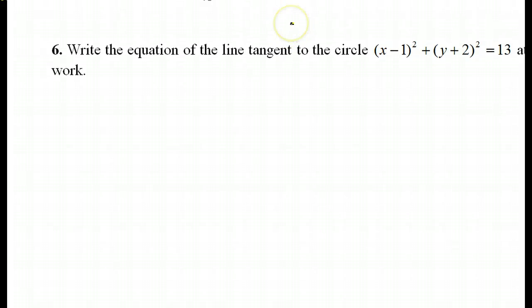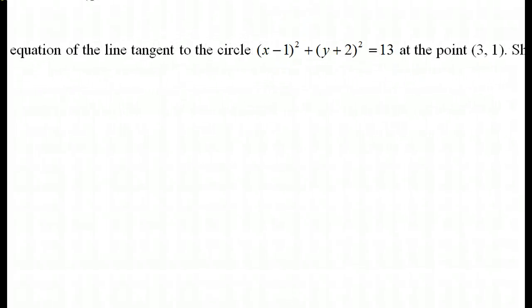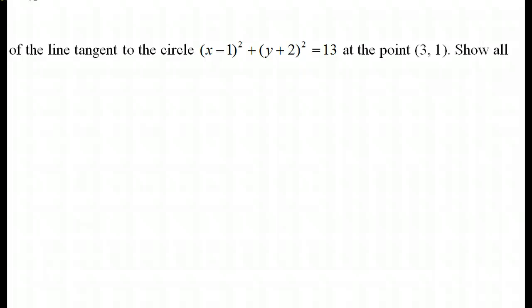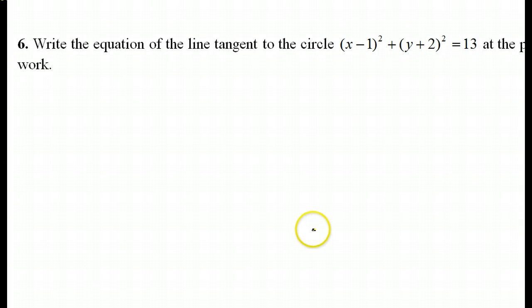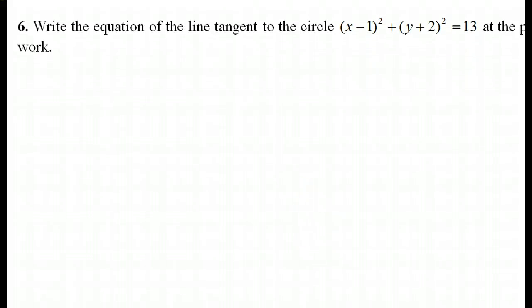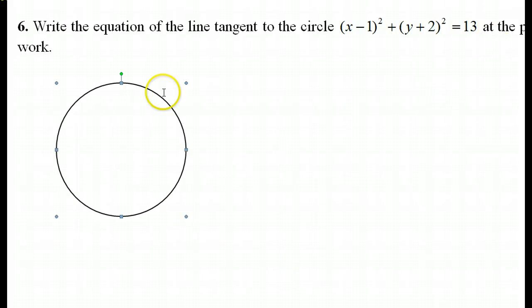Take a look at number 6. Write the equation of the line tangent to this circle at the point 3 comma 1. I think it's helpful if you draw yourself a picture. So here's a circle, and let's say that this is the point 3 comma 1.